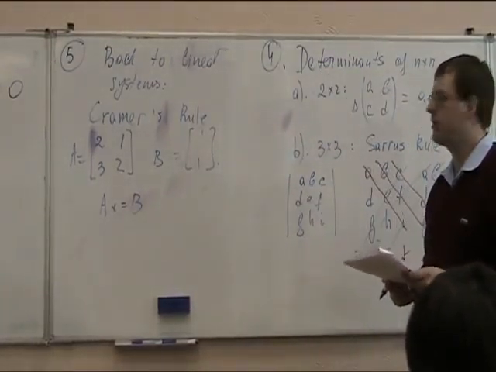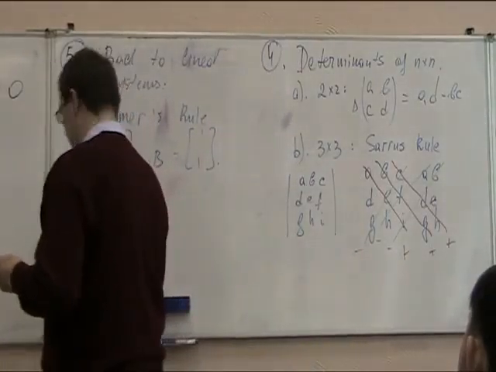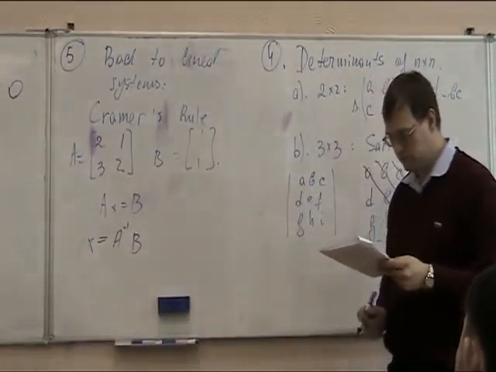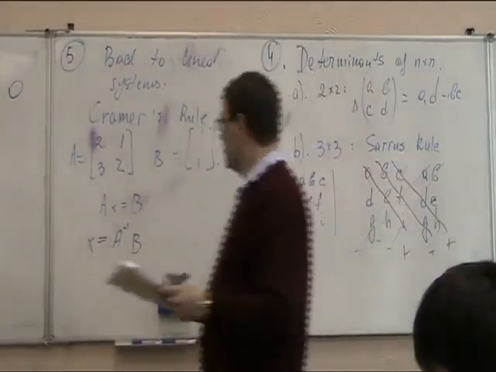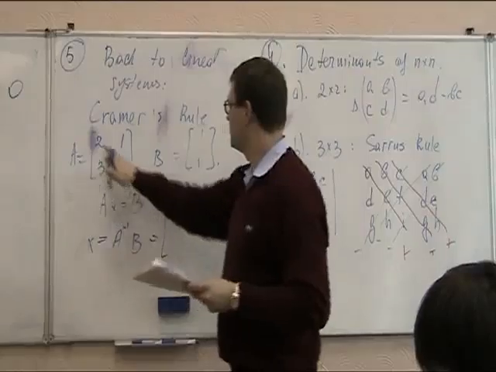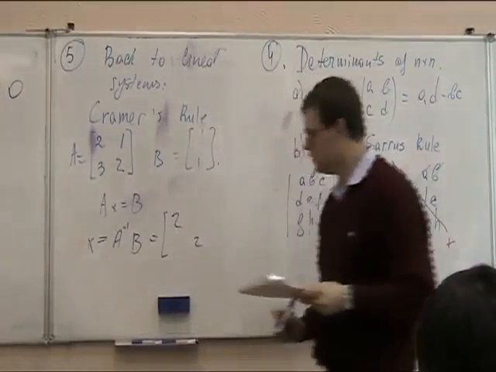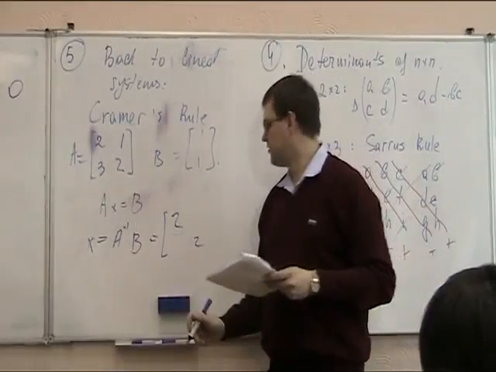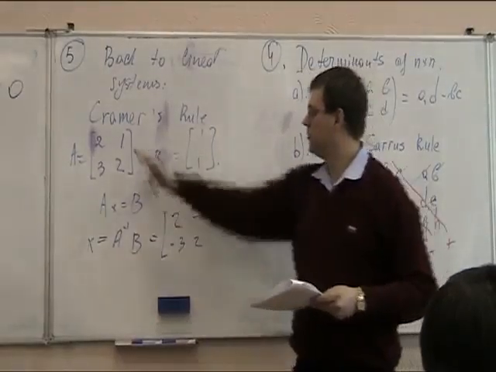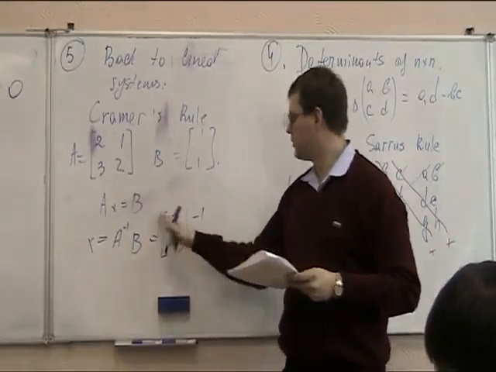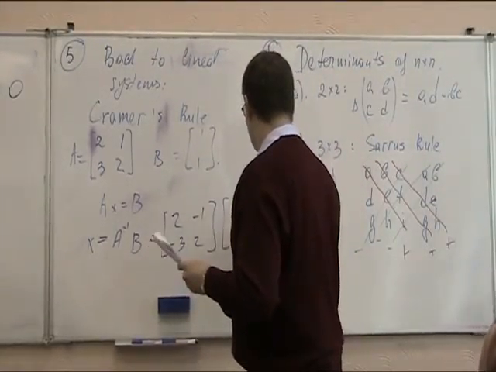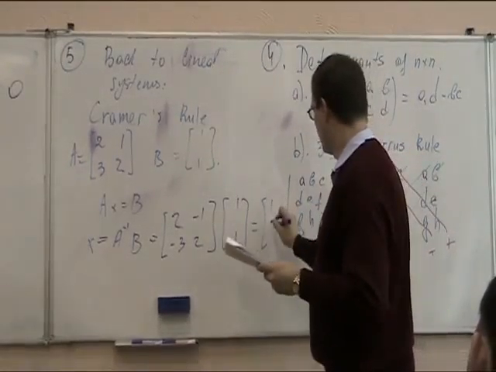So the first way is the one that I have shown before, which is X equals A inverse times B. And here, if we use the same rule, the 2 and 2 are swapped, so we have 2 and 2. The 1 and 3 change their signs. This is minus 1, minus 3. The determinant of this matrix is 4 minus 3, which is 1, so we don't have to multiply by anything else. 1, 1 here, and we have 1, minus 1.